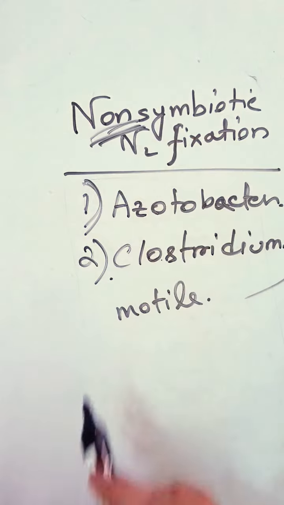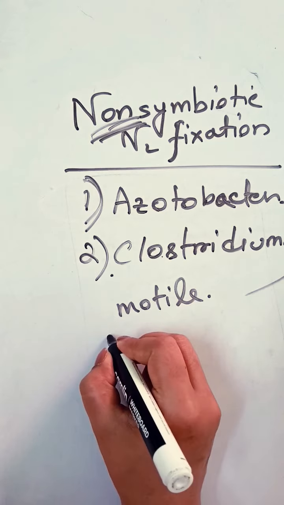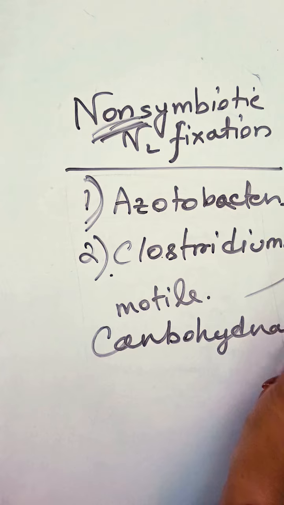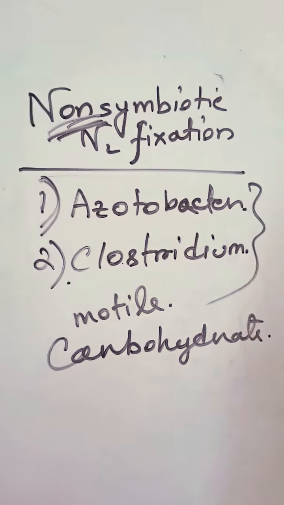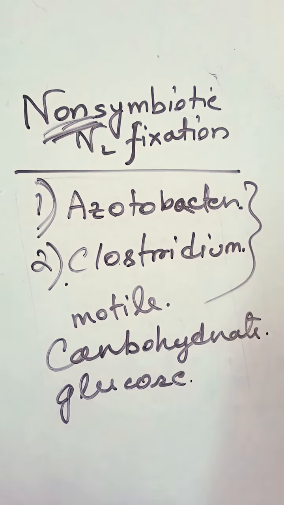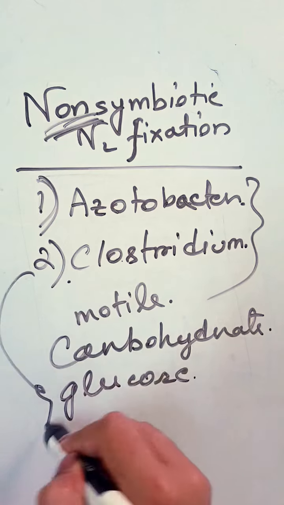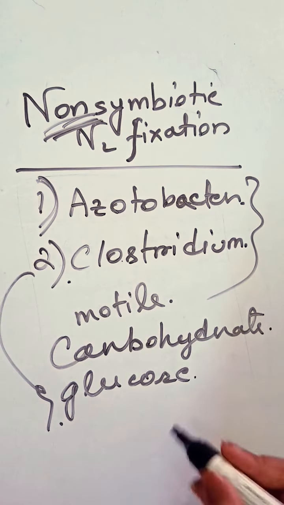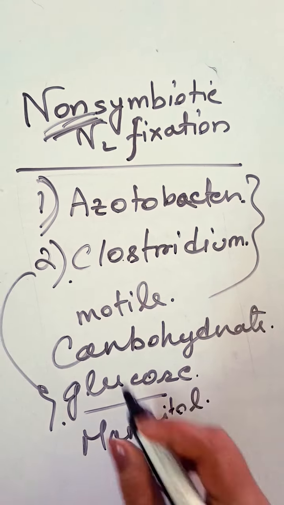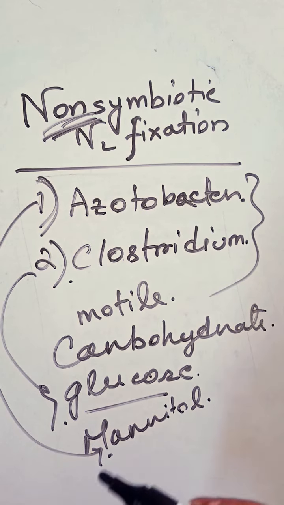Remember this: non-symbiotic means they do not depend upon the plants for their nutrients. Rather, they only need carbohydrate in a huge amount as the source of their energy in the soil. It may be glucose. Whenever glucose is present in a high amount in a medium or in soil, Clostridium will be produced in a very high amount. Whenever, in place of glucose, mannitol is present in the soil or in a culture medium, Azotobacter will be produced in a very high amount, or will be the predominating one.